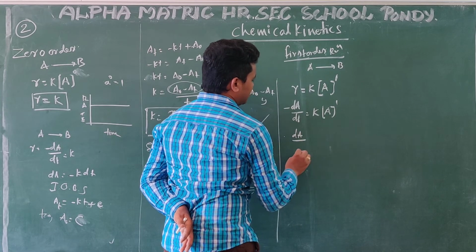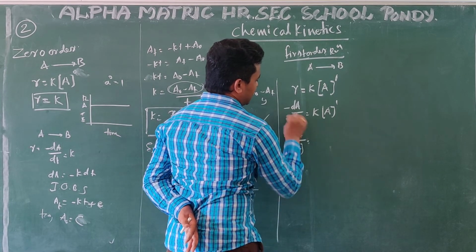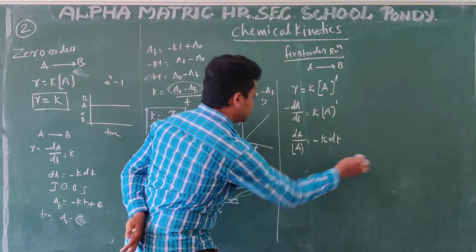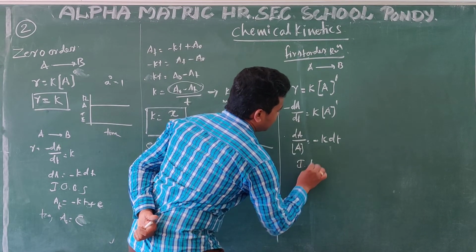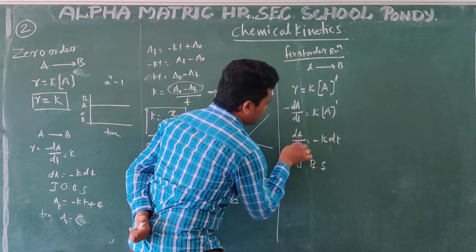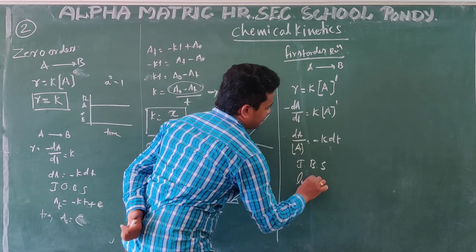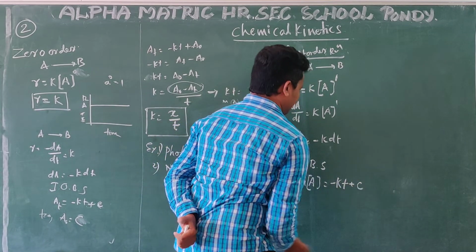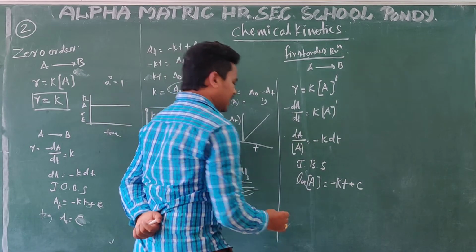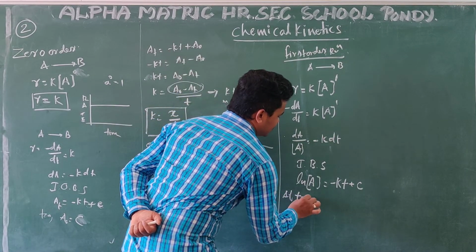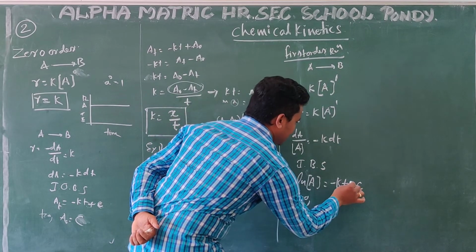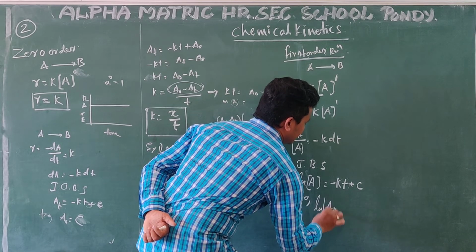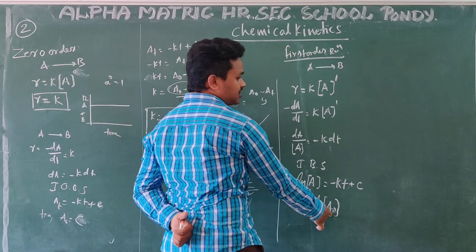Writing similarly, on this side I write dA by A, and minus k dt. So integrating on both sides, what is coming? 1 by A integrates to ln A. Ln A is equal to minus kt plus c. Here at time t is equal to 0, that means the reaction has not started, this time will be 0. At that time in ln, this A will become the initial concentration A naught.